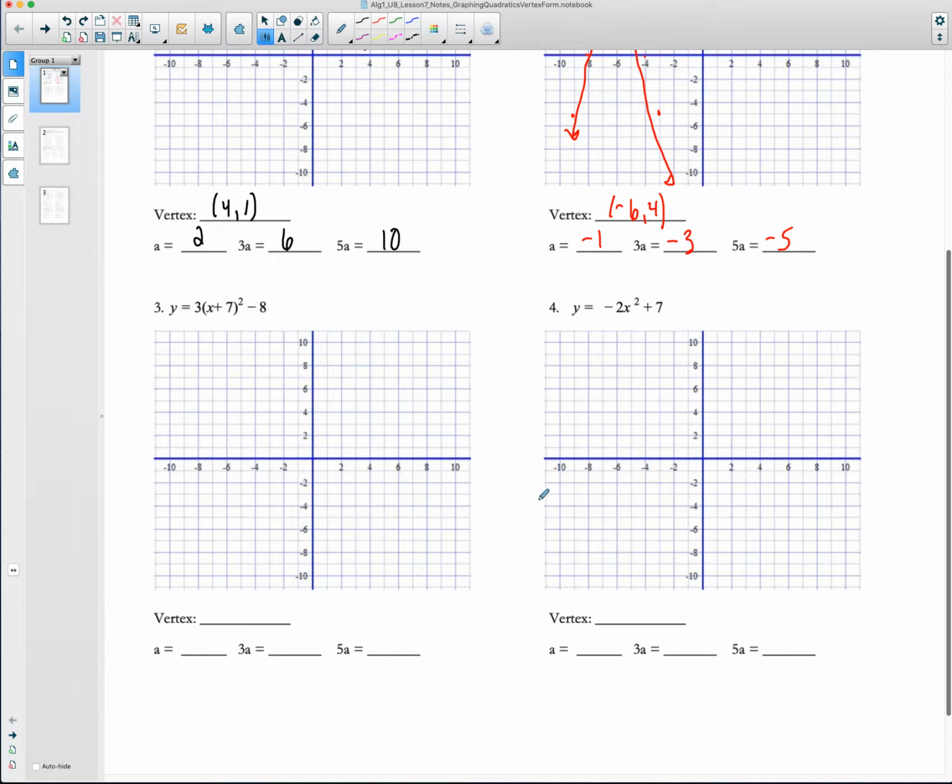Sorry, I meant to stop it right after it said maximum effort. So, all right, hopefully you finished these two examples. So let's check and see how you did here.